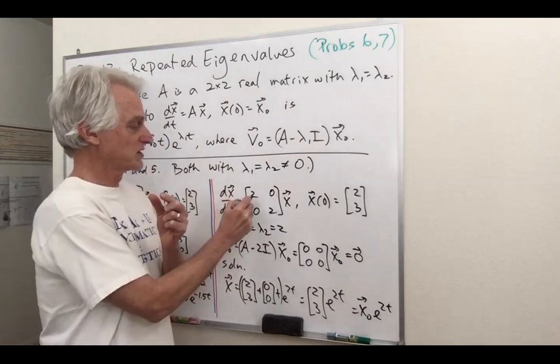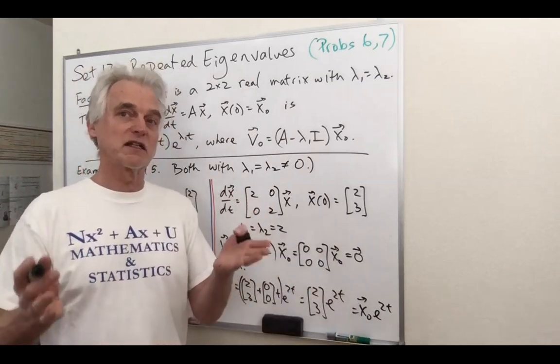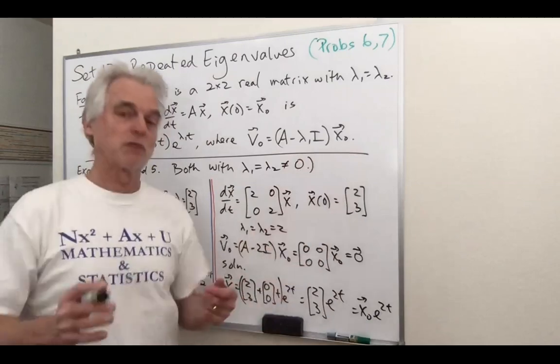And if this was negative 7, I just take x naught, multiply it by e to the minus 7t, and I get everything approaching the origin.